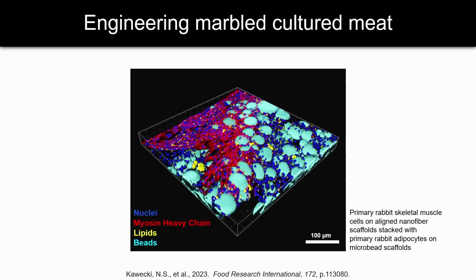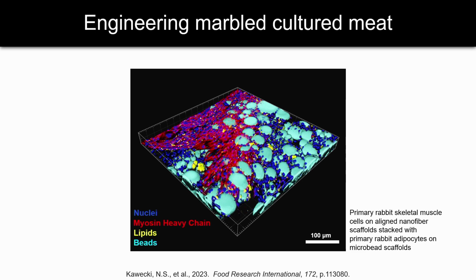Taking a closer look, here is an image of primary rabbit skeletal muscle cells that were differentiated in red on aligned nanofiber scaffolds, and then layered with primary rabbit adipocytes that were differentiated on these cyan beads. And so what I found is not only are these layers self-adhering to one another, there also appears to be an integration of the two layers.